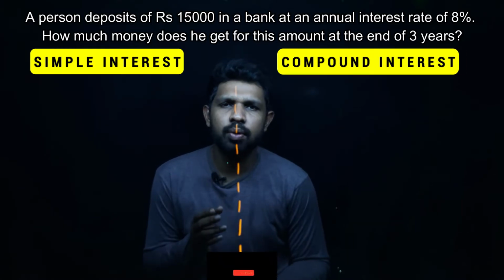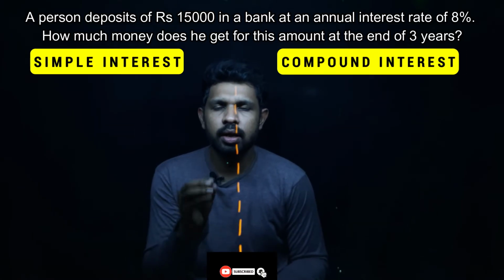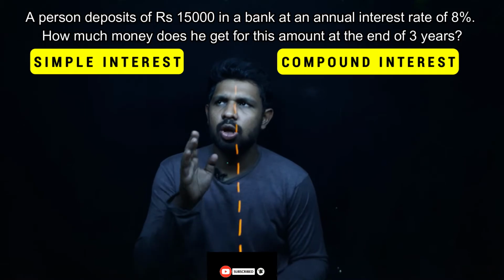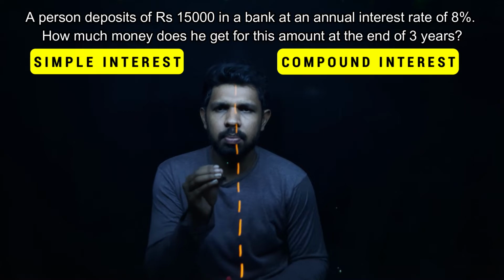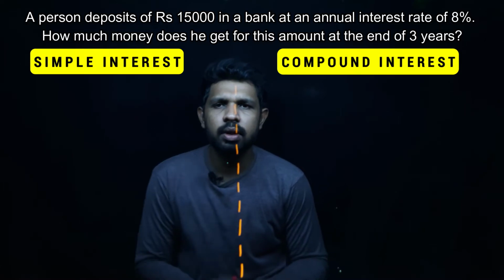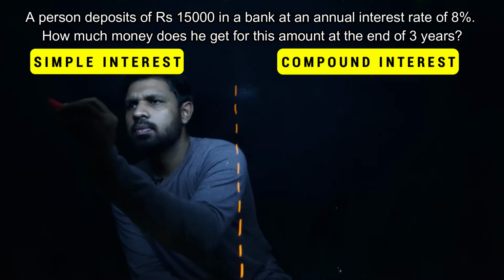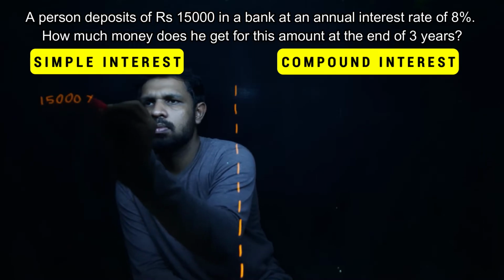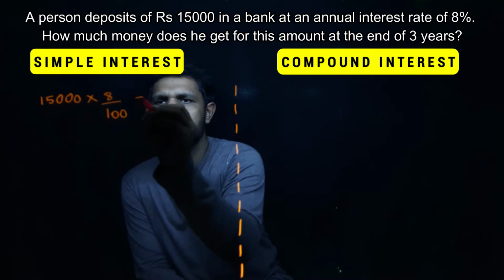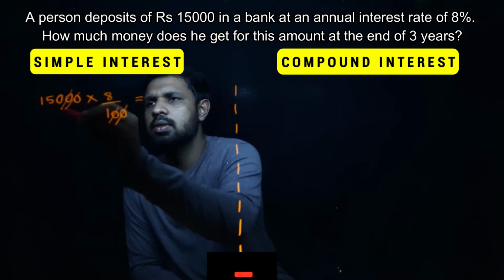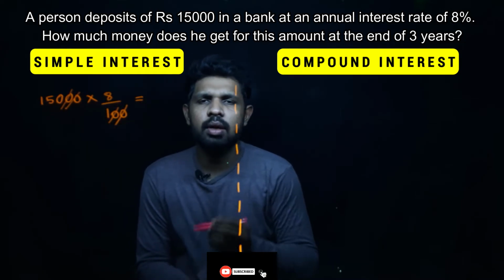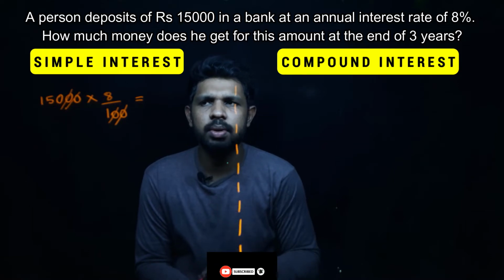As I said before, simple interest is calculated for the amount invested initially. According to this question, the amount invested is rupees 15,000. So this 8% must be calculated for rupees 15,000. So that will be equal to 15,000 into 8 over 100, and when you simplify this, the zeros will get cancelled, and 150 into 8 will be equal to 1200 rupees.